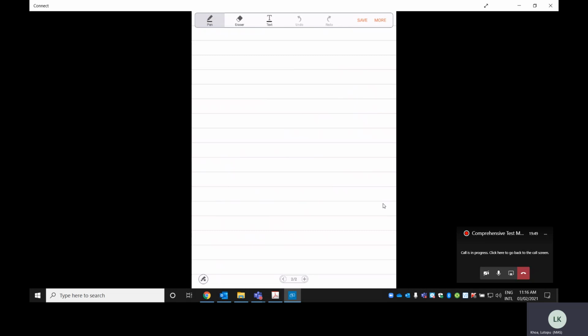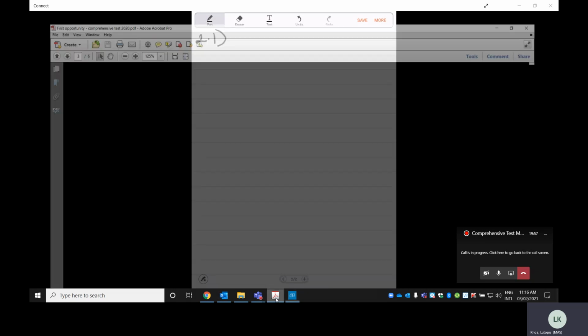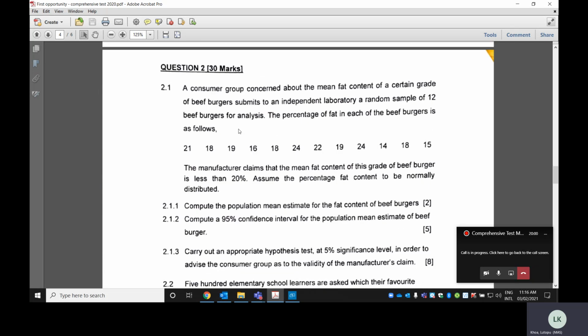Okay, then let's look at question 2.1. Question 2.1 says a consumer group concerned about the mean fat content of a certain grade of beef burgers submits to an independent laboratory a random sample of 12 beef burgers for analysis. The percentage of fat in each of the burgers is as follows. So these are the percentages that the lab got from the 12 beef patties.